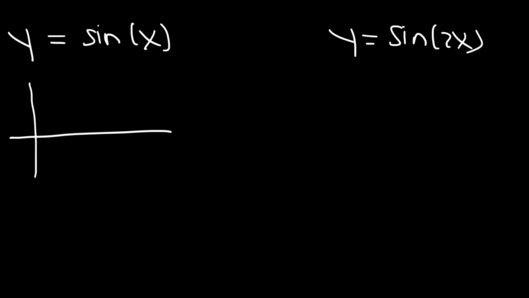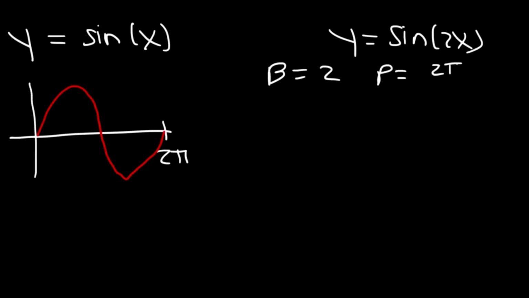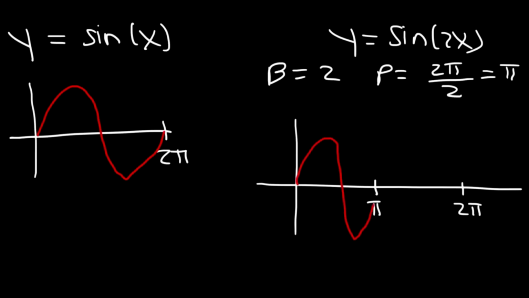Now we know the general shape of sine x. It has a period of 2 pi, and for the most part it looks like this. Now if b is equal to 2 in this example, the period is going to be 2 pi divided by b, so the period is pi. So therefore, it's going to do one full cycle in less time, so to speak. So what happens is the graph shrinks horizontally. So one full cycle occurs in 1 pi. 2 cycles occur in 2 pi.